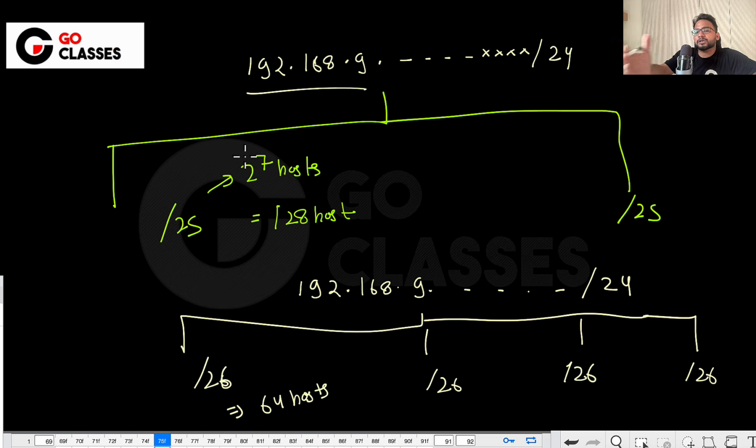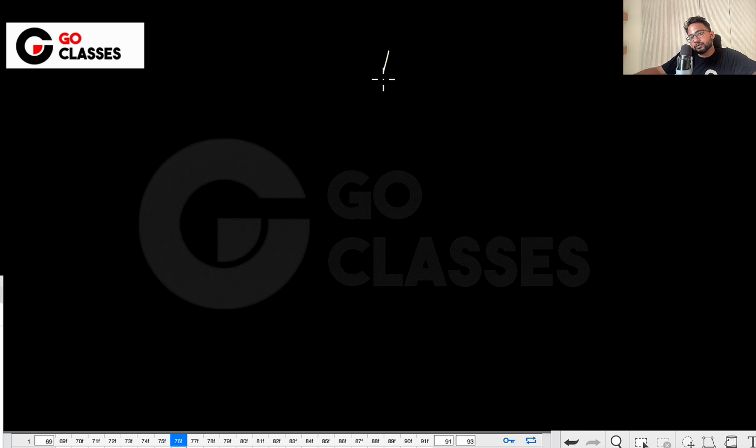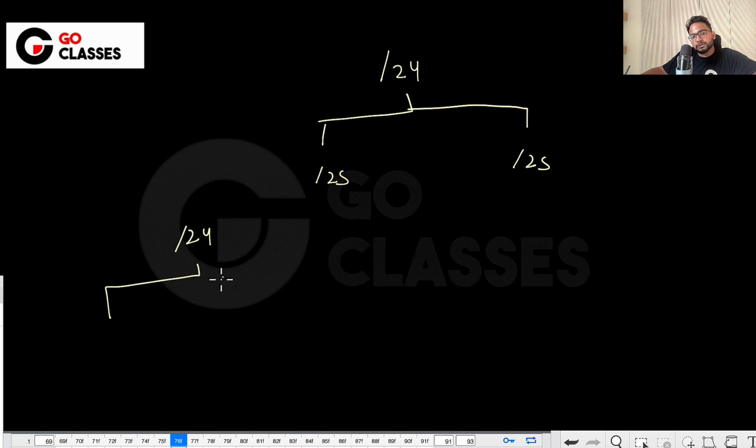Okay, there could be other options. You can divide into two parts, four parts, like this, right? See, if you are having a slash 24 network, any slash 24 network, there are multiple options. One option, two parts, slash 25 networks. Another option for any slash 24 network, four parts, slash 26 networks.